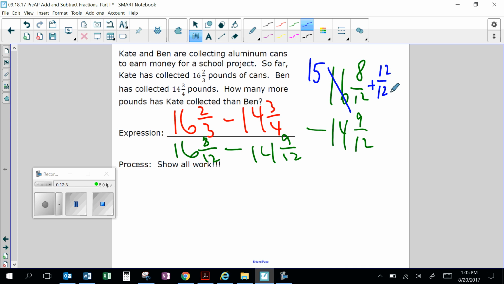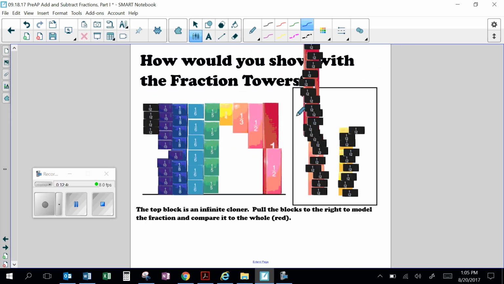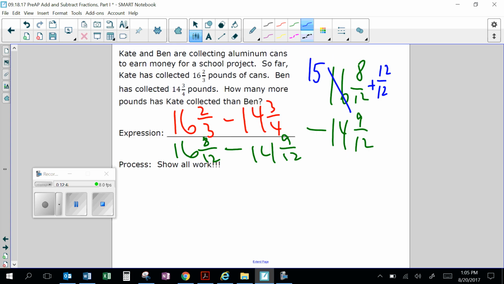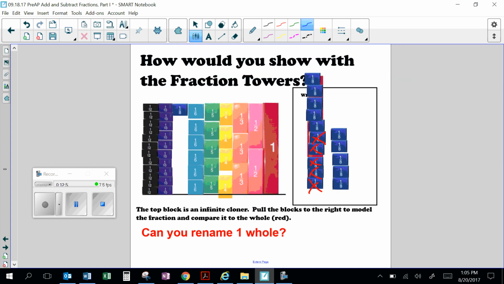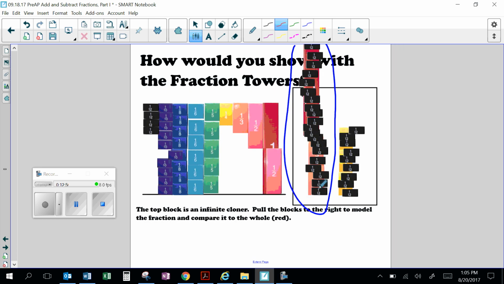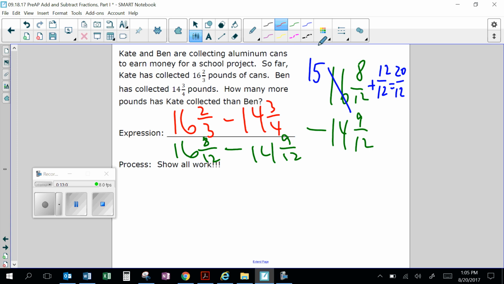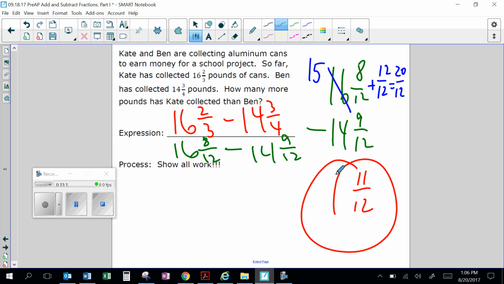How many twelfths do you see right here? There's 20 of them. 12 twelfths plus 8 twelfths is 20 twelfths. Now, can I take away 9 of them? Let's cross out 9 of them. 1, 2, 3, 4, 5, 6, 7, 8, 9. How many do I have left over? 1, 2, 3, 4, 5, 6, 7, 8, 9, 10, 11 twelfths. So 15 minus 14 is 1, and 11/12. And that is how you regroup and subtract fractions from last year.